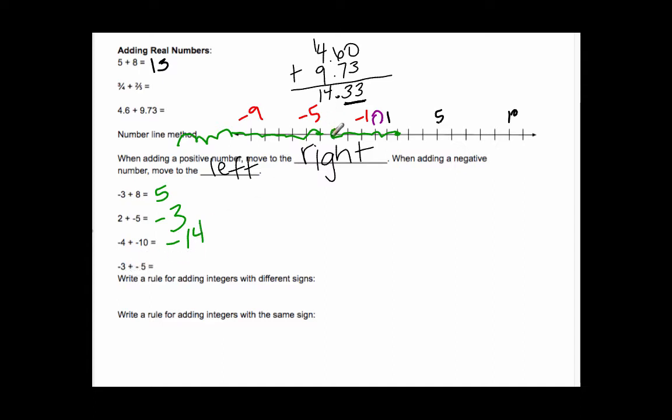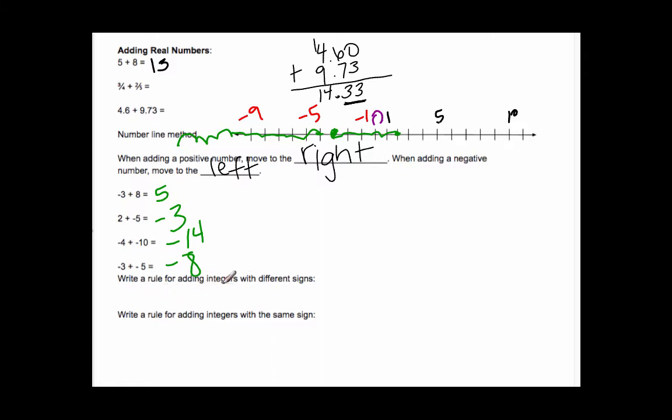-3 plus -5 is going to be -8. So you can use this number line method to help you figure out what your value is going to be. Obviously, using the number line method for very large numbers is not going to be easy to do, and so we need to figure out what is the pattern or what are the rules that go with this.